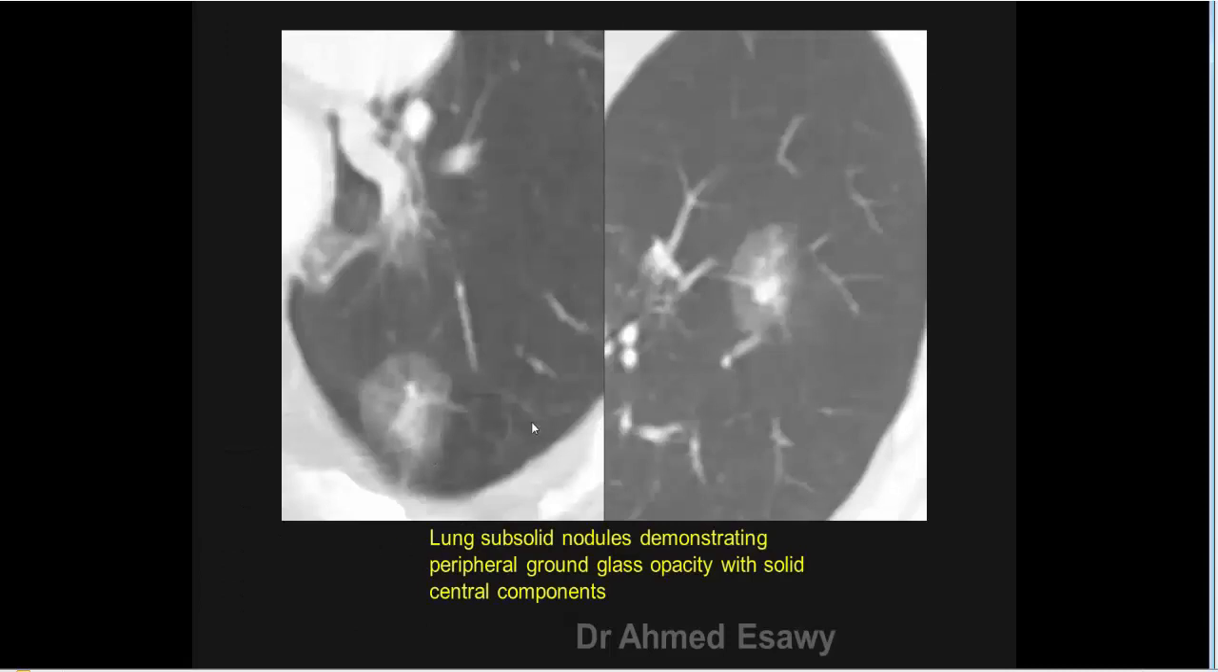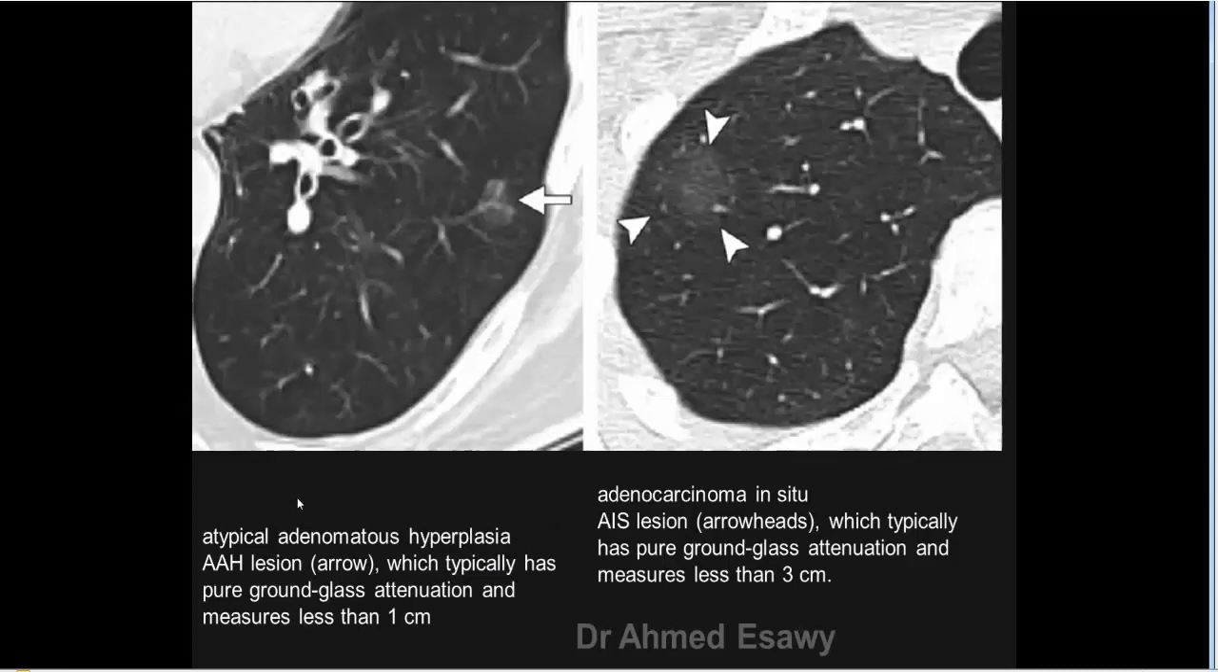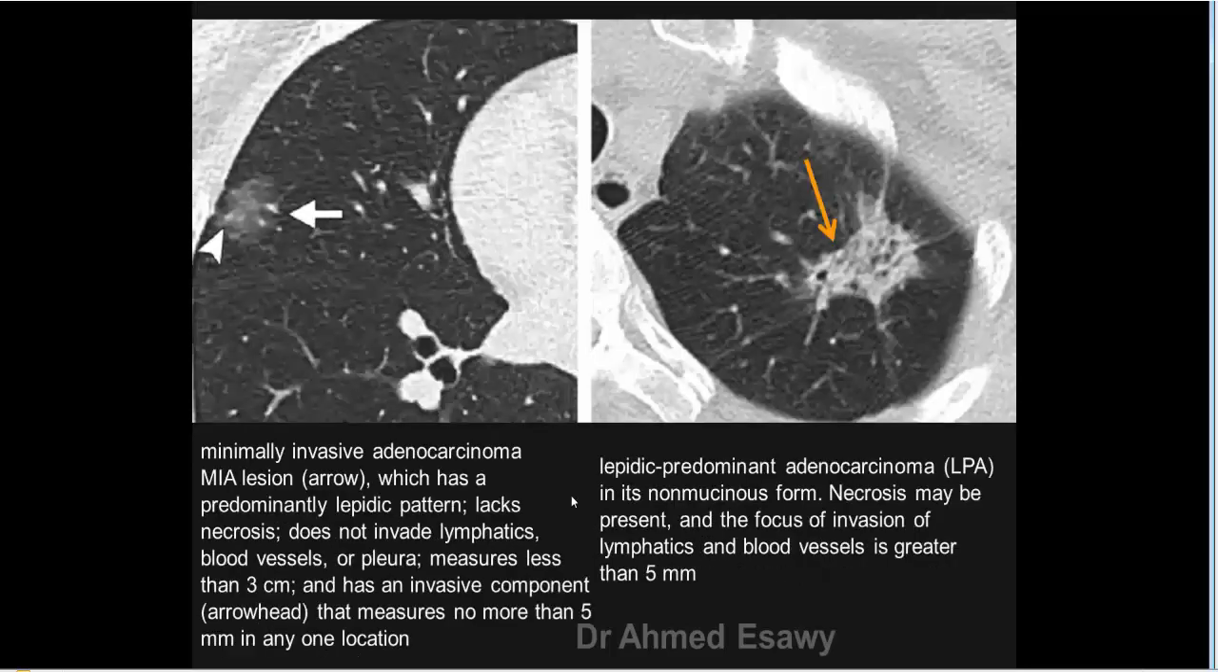This is a subsolid nodule demonstrating peripheral ground glass opacity with a solid central component. This is atypical adenomatous hyperplasia (AAH). It typically has pure ground glass attenuation and measures less than 1 cm. This is adenocarcinoma in situ (AIS). Typically pure ground glass attenuation, and measures less than 3 cm.